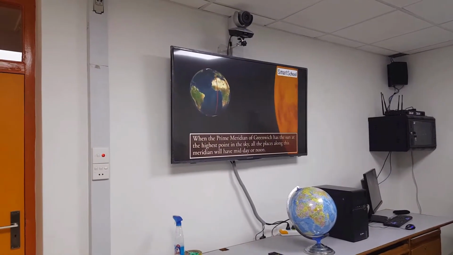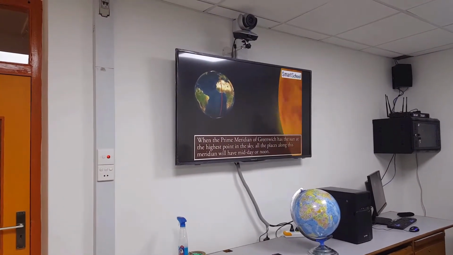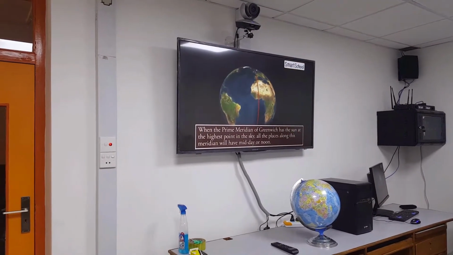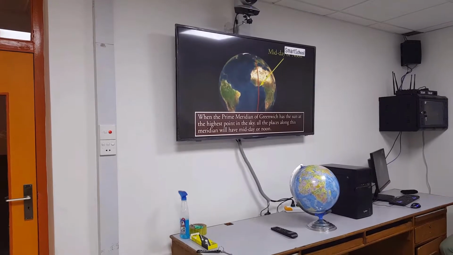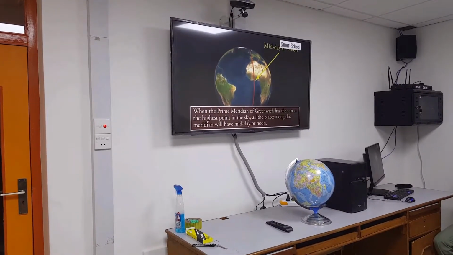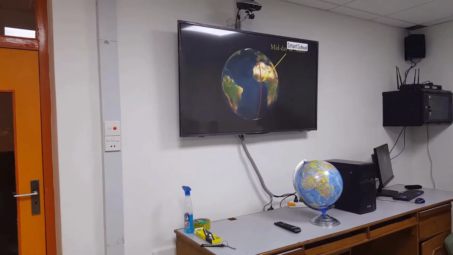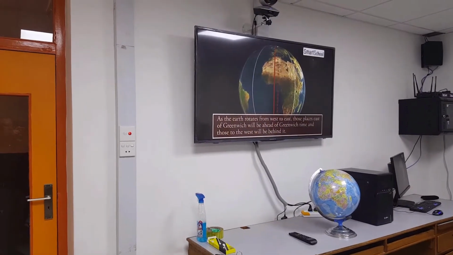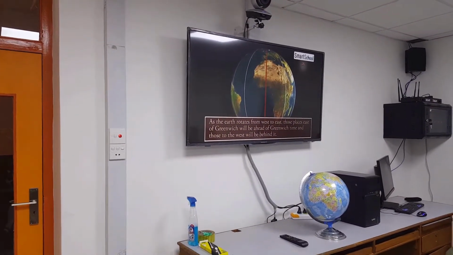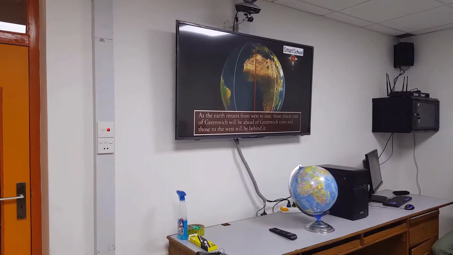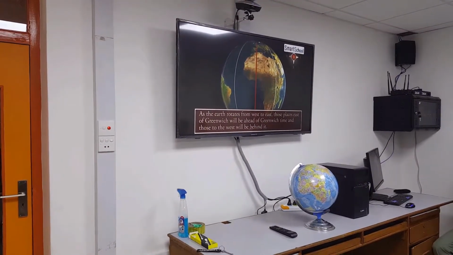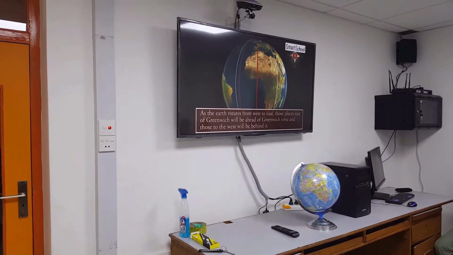When the prime meridian of Greenwich has the Sun at the highest point in the sky, all the places along this meridian will have midday or noon. As the Earth rotates from west to east, those places east of Greenwich will be ahead of Greenwich time, and those to the west will be behind it.